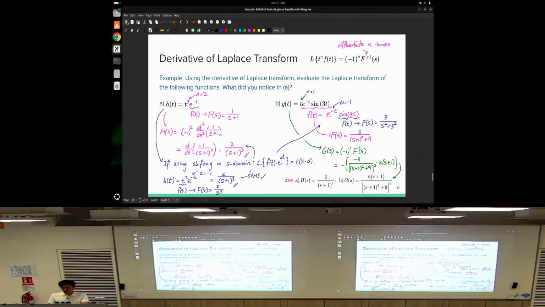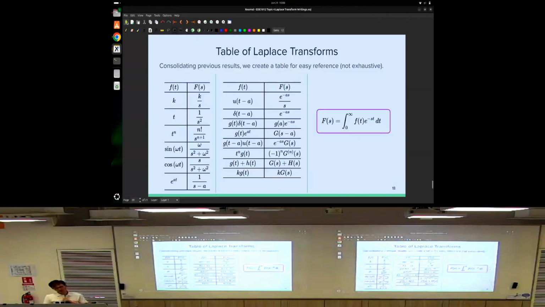So no questions means we have gone through the list of Laplace transforms already. This is the main definition of the Laplace transform, just an integration, finding some area. Then this is all that we have gone through, all the various properties.